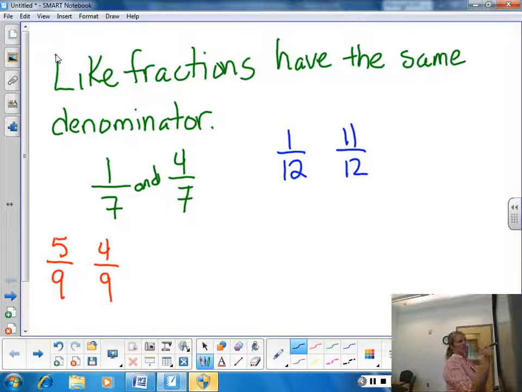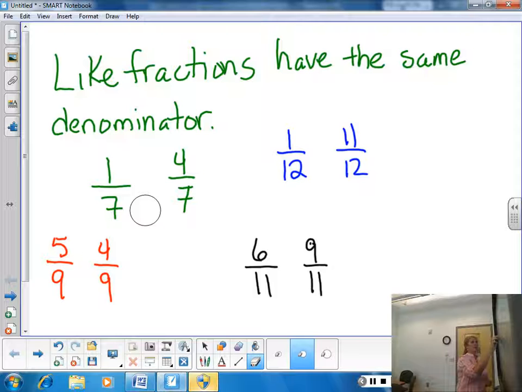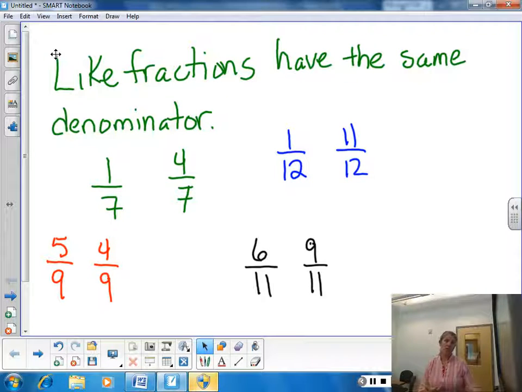I can have 6, what have I not used here? 6/11 and 9/11. Those are like fractions because they have the same denominator. So what I want you to be able to do with like fractions is to either add them or subtract them. And as I said, that's not too hard.